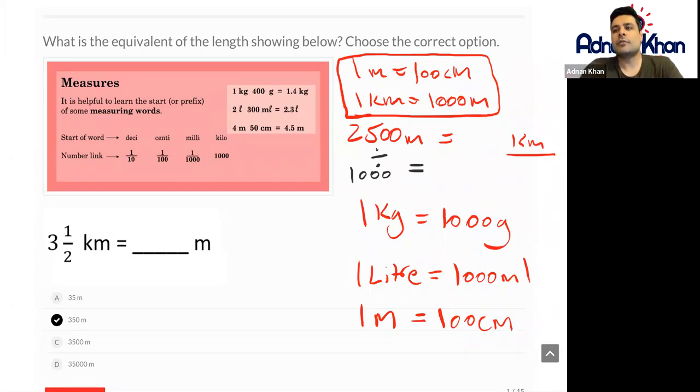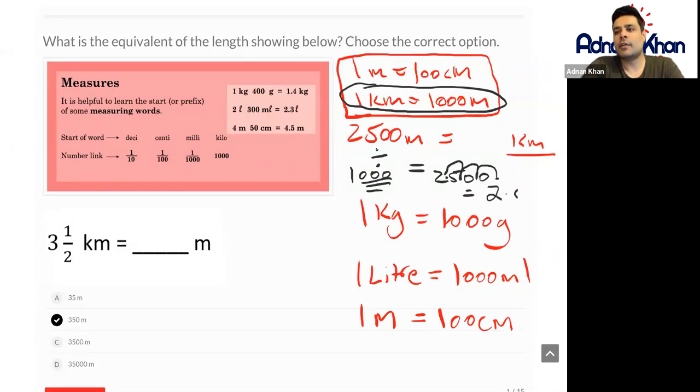And the reason we're going to divide 2,500 meters by 1,000 is because we know that in 1 kilometer, there are 1,000 meters. And when we divide, we move the decimal point 3 times to the left. And the reason we do that is because we have 3 zeros. So the invisible decimal point goes to the left 3 times, once, twice, and 3 times. And the answer will then be 2.5 kilometers.